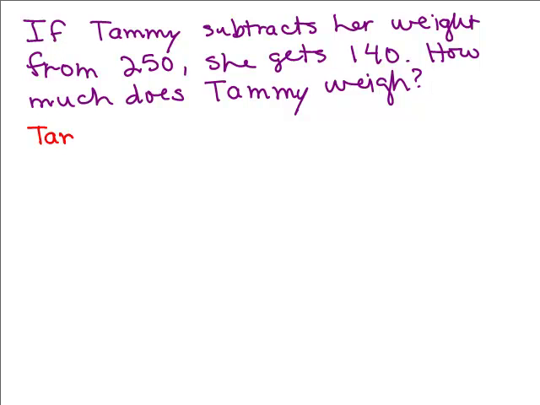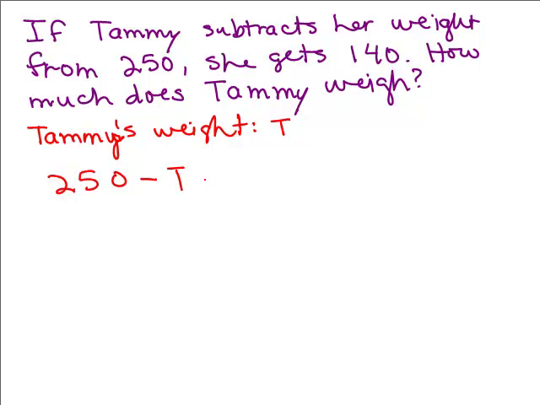All right, let's start off with Tammy's weight. How about T for Tammy? And she's going to subtract it from 250. So that means if you're subtracting something from 250, you've got to start out with 250 and then subtract something from it. So we're going to subtract T to get 140. It's just like the last problem we did. All right, so you could solve this in more than one way, but you should have gotten T equals 110. And let's do the check.